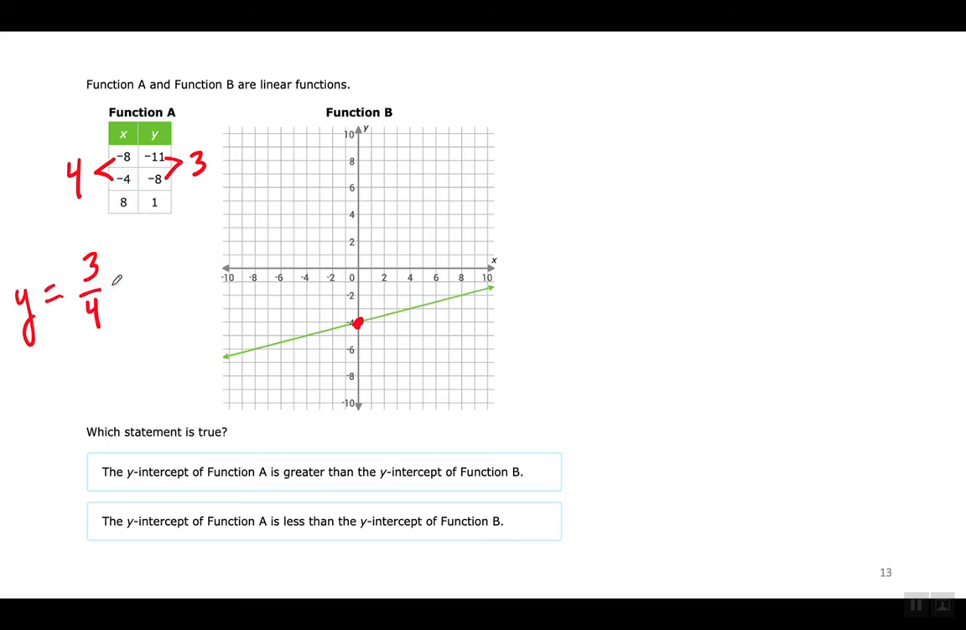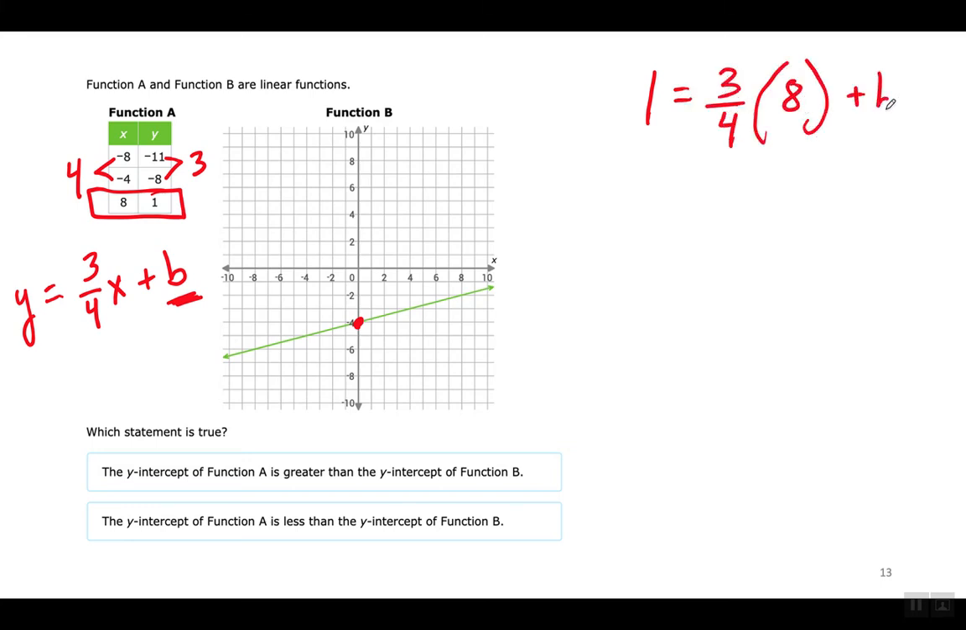So I got this. Okay, now to find out what the Y-intercept is, I'm going to substitute, let's use this one, 8 and 1 for X and Y. Voy a sustituir el 8 y el 1 para X y Y. Let me do it over here. So 1 equals 3 over 4 times 8 plus B.